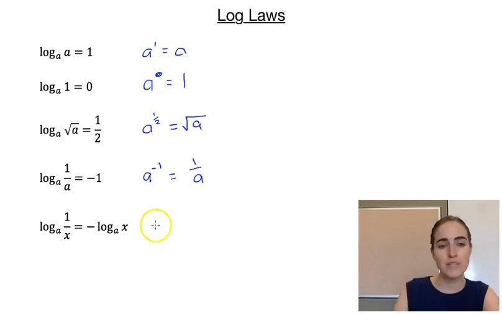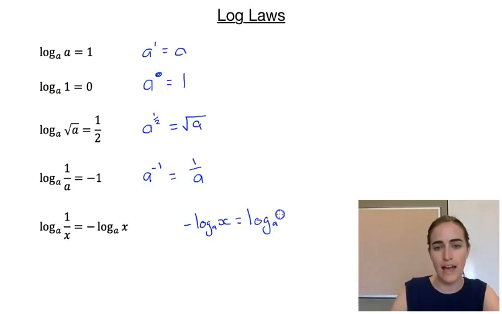And in a similar way with this one, if we've got log to the base a of 1 over x, that's the same as minus log to the base a of x. And that's because if we look at the third log law that we just did, if we look at this right-hand side of the equation, that minus log to the base a of x, we could bring that negative 1 that's out the front into the power. So it's log to the base a of x to the minus 1. And x to the minus 1 is 1 over x.